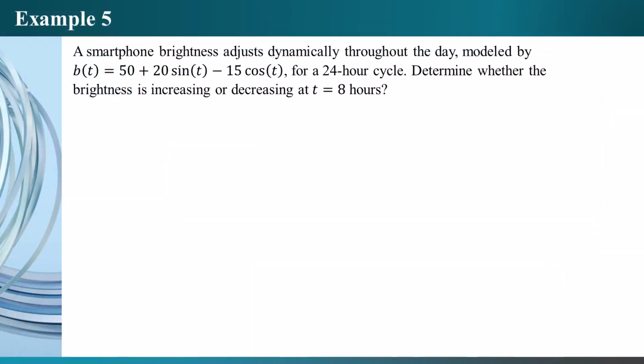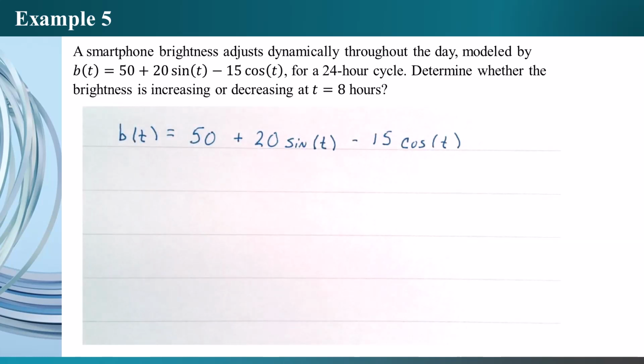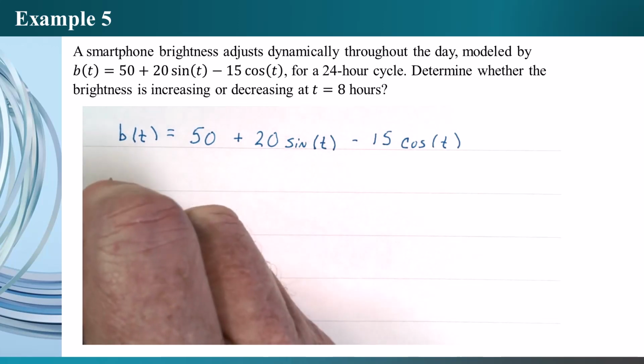A smartphone brightness adjusts dynamically throughout the day, modeled by b of t equals 50 plus 20 times sine of t minus 15 cosine of t for a 24-hour cycle. Determine whether the brightness is increasing or decreasing at t equals 8 hours. So to determine whether the brightness is increasing or decreasing at t equals 8 hours, we need to find the derivative. So we have b prime of t.